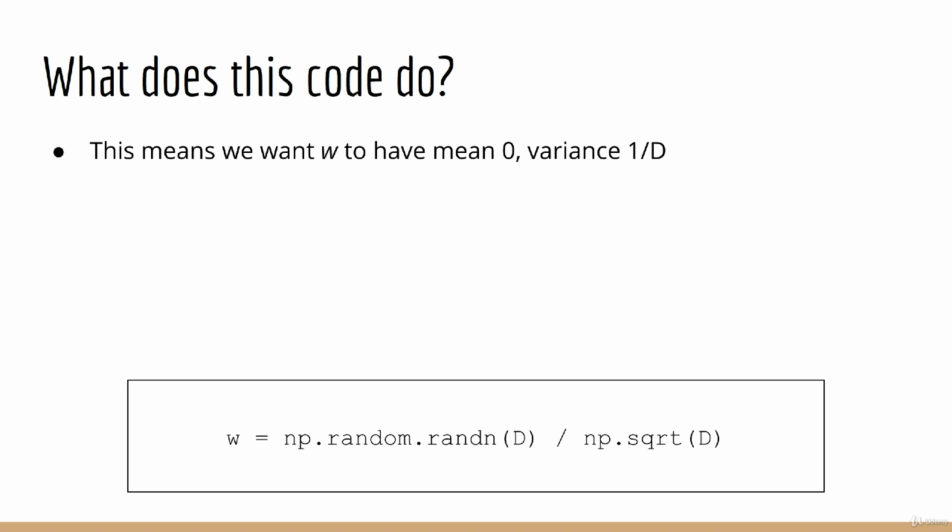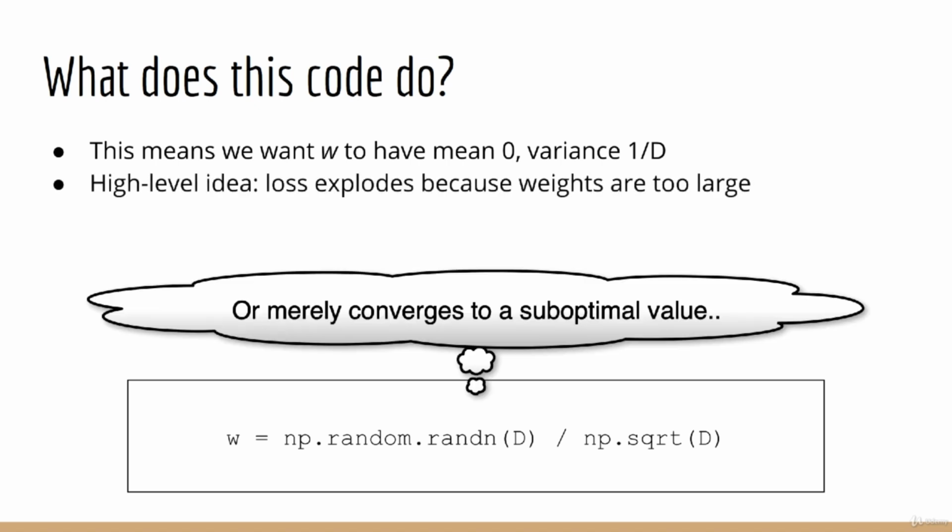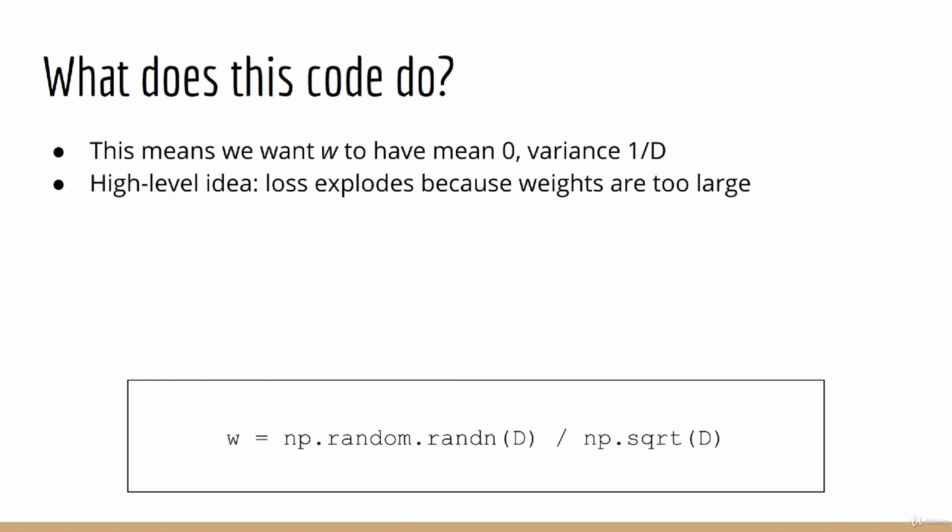Well, if we just start from some basic high-level principles, recall as I said earlier that if you don't do this, then your loss per iteration might explode. Well, the reason it's exploding is because those weights are too large, and if they are too large, that means their variance is too large, which means that we might be able to avoid this problem if we make the variance smaller.